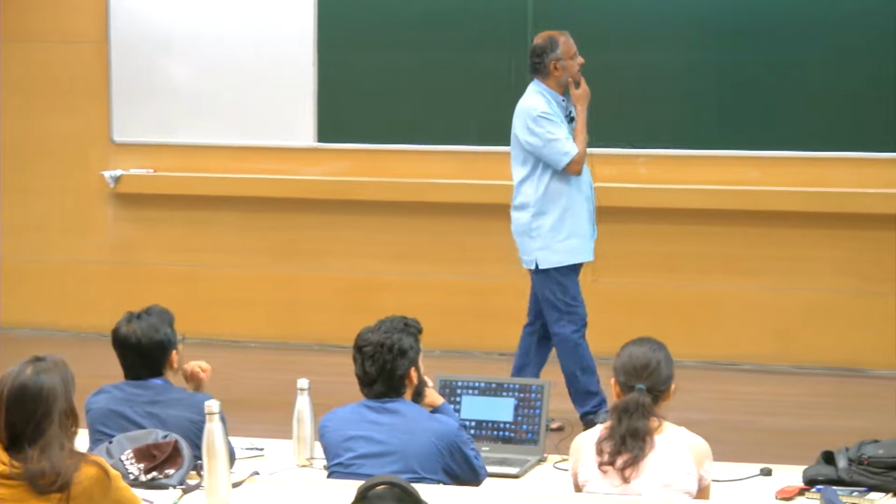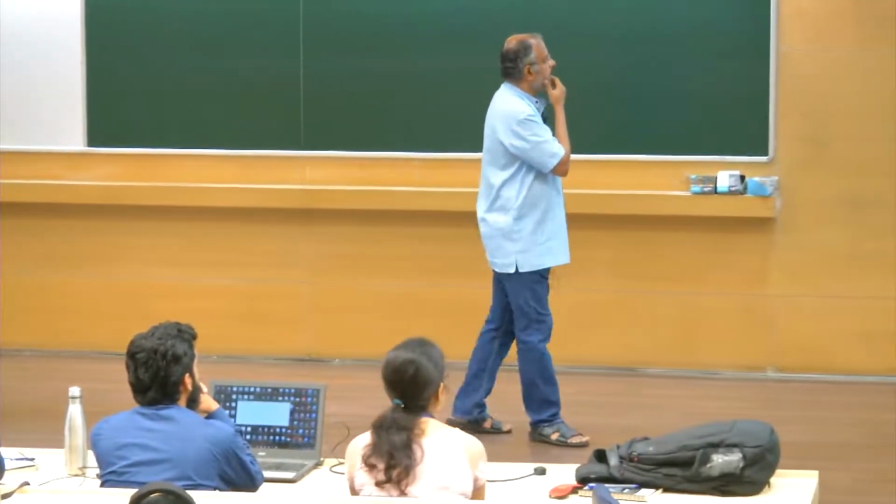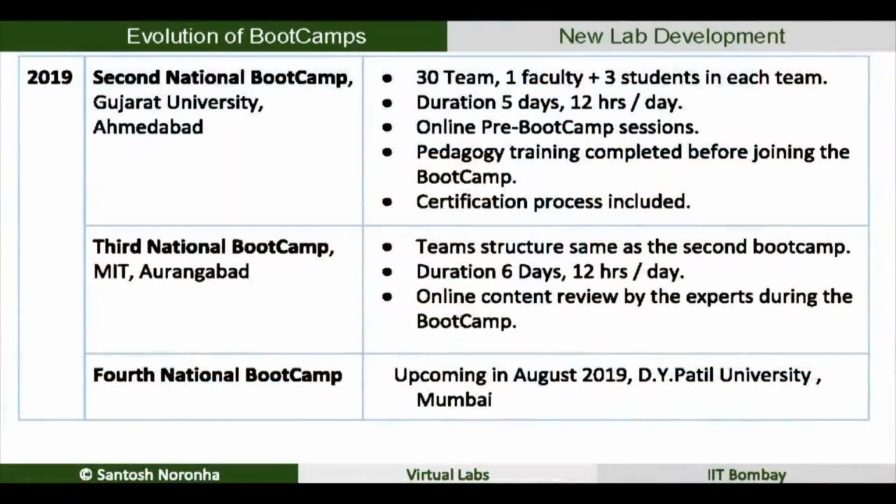Yeah, next. So yeah, if you go back. So we are currently, if you look at the 3rd National Boot Camp at Aurangabad, our model is not fixed. We are evolving. We ourselves are learning how to do these things. Right? So at this time, our structure is, we're actually taking on 30 teams, where in each team there's a faculty member and maybe 3 students.